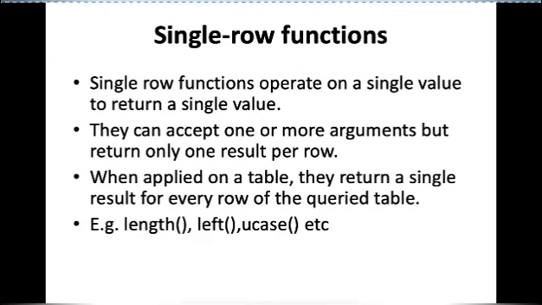They can have one, two or three values going as parameters to the function, which we write in the brackets, if you remember. So in the brackets there can be 2, 3, 4 values, but the value returned by any function will always be 1. When applied on a table, they return a single result for every row of the queried table. Like we had written in the multi-row function, select sum(sal) from emp, it returned one value, executed on 10 values.